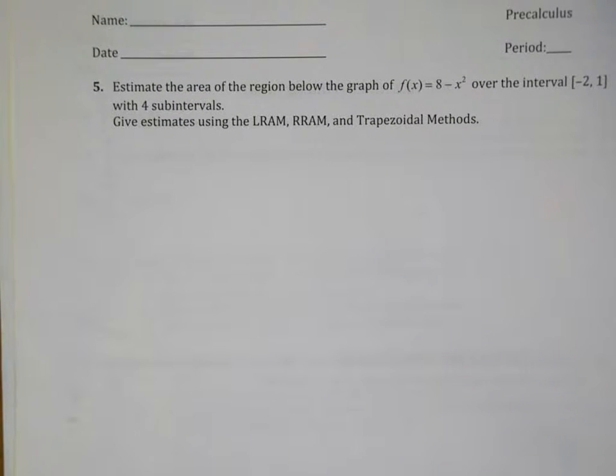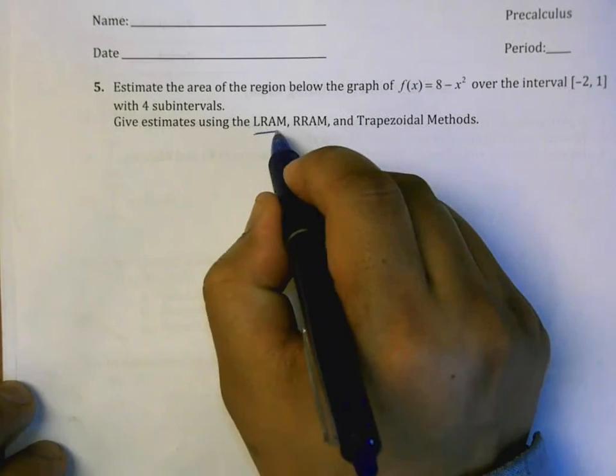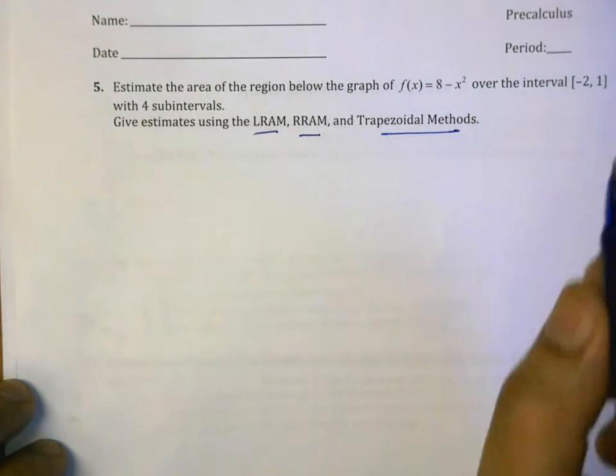Hello pre-calculus students, and welcome to the continuing series of videos on approximation methods and an area under a curve. In this video we are going to talk about three different methods: LRAM, RRAM, and the trapezoidal method.